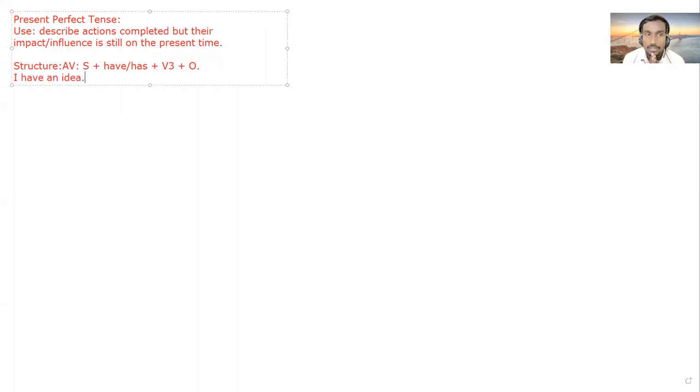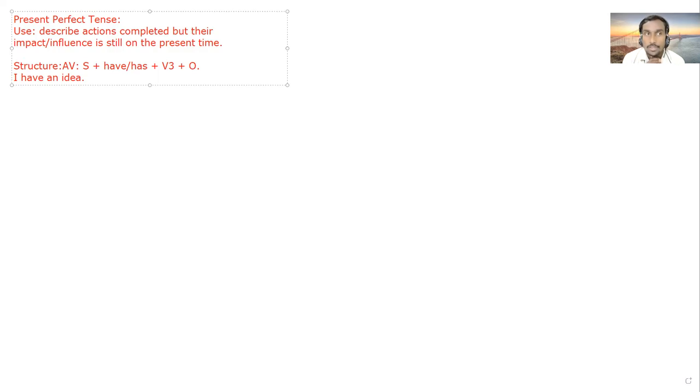Which tense here will you consider? Simple present tense. Vishal, it's in simple present tense. It is not going to be in present perfect, okay? Because here we expect V3. Yes, Dinesh, that's right.